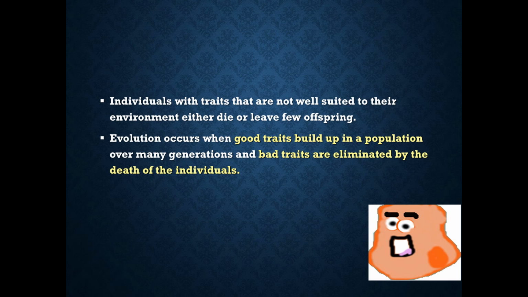Individuals with traits that are not well suited to their environment either die or leave few offspring. Evolution occurs when good traits build up in a population over many generations, and bad traits are eliminated by the death of the individuals.